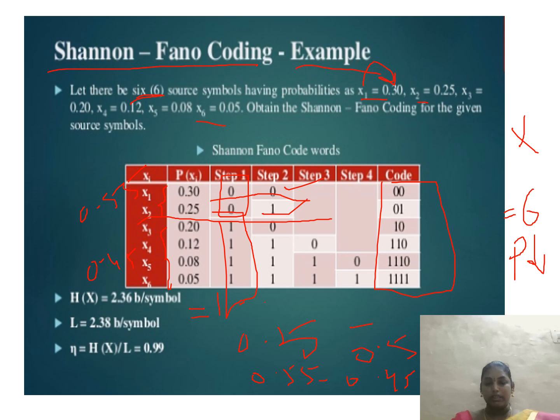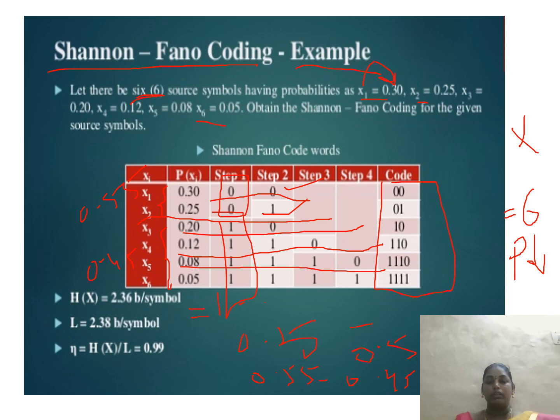As we said, the second set has a total probability of 0.5. Then we divide this into 0.25 and 0.25. We already know the upper set is 0 and the lower set is 1. Then it continues. Again we have 0.25, which is divided into 0.12 and 0.13, so upper probability 0, lower probability 1. Then again we have two more sets, 0.08 and 0.05, with 0 and 1.